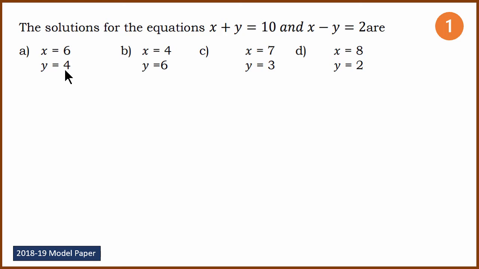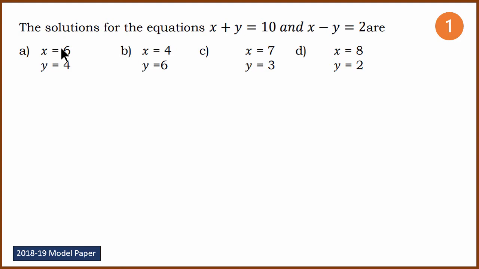So x plus y in this case is 10, which is correct. X plus y in this case is also 10, which is correct. X plus y 10, x plus y 10. So all 4 satisfy the first equation. What about the second one? Let's start from this end. 8 minus 2, not 2. 7 minus 3, 4. 4 minus 6, minus 2. 6 minus 4, 2. So only option A satisfies the second equation.